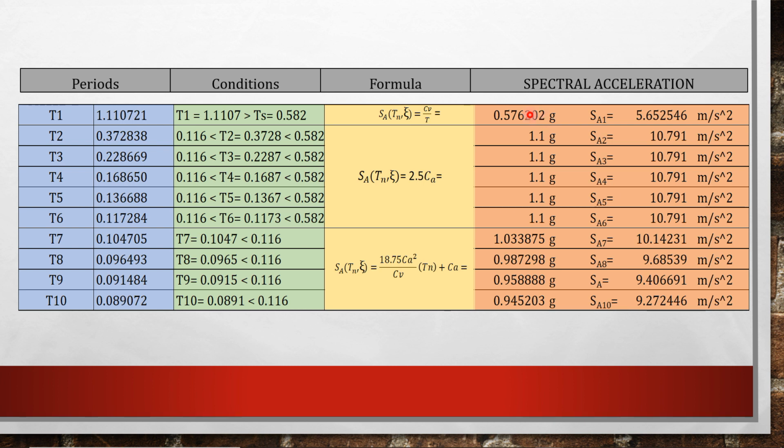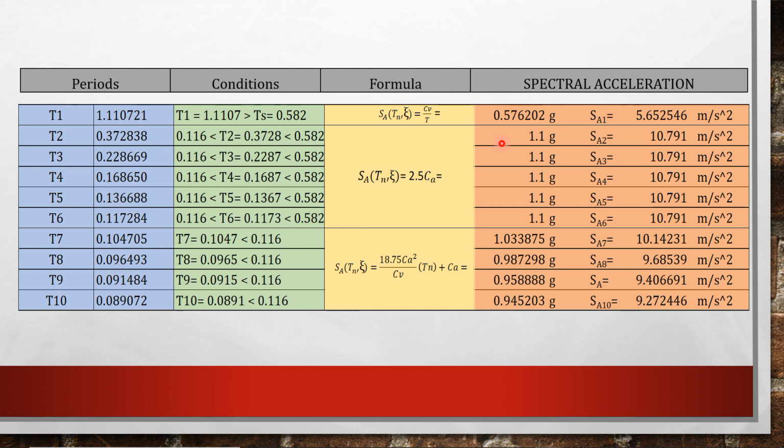So, our final SA for SA1, for mode 1, or for period 1 is equals to 5.652546 meter per second squared. So, for T2, 1.1 G. So, 1.1 times 9.81 meter per second squared. So, SA2 is equals to 10.791 meter per second squared. So, the same process sa 1, 2, 3, 4, 5. Sa limang ito, the same process, no?